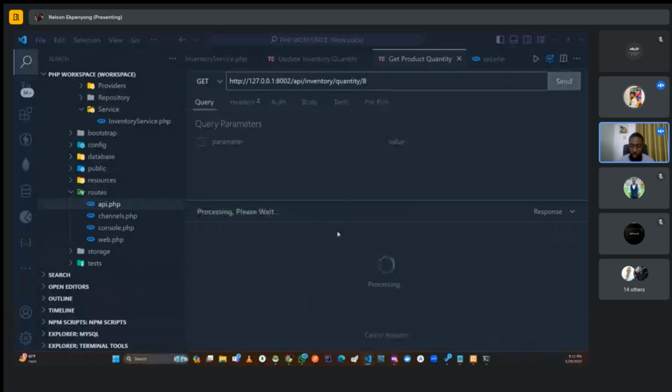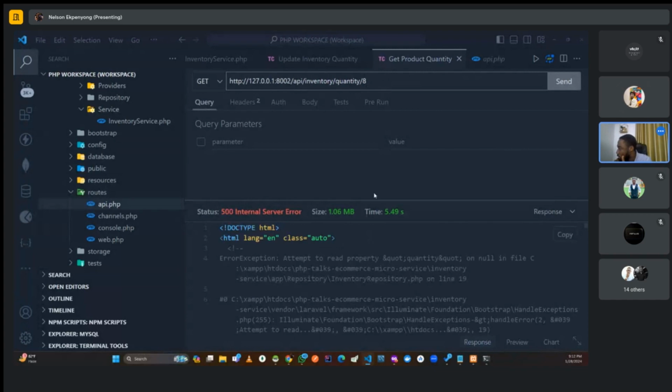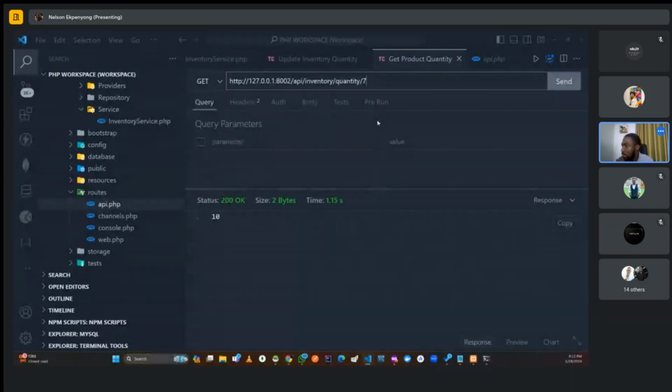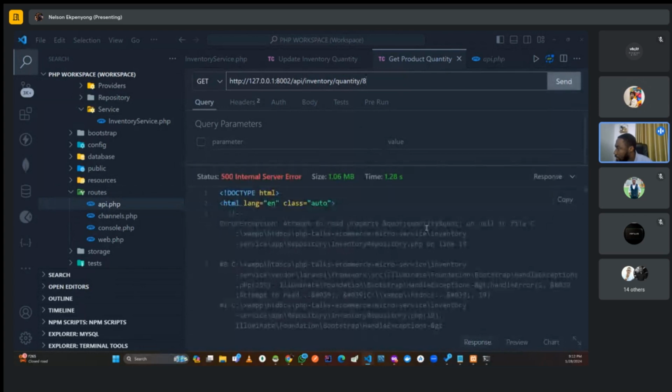It should still be, what was 8 again? Attempt to read property quantity on null. We don't have a product ID called 8. 6 is 10. 7 is 10. Do we have a product ID of 8? Anyway, we're supposed to. We created 7 and 8. Yes, we created 7, we're meant to. Let's do that again. Let's see. Attempt to read property quantity on null. Strange. Okay, I'll debug that.